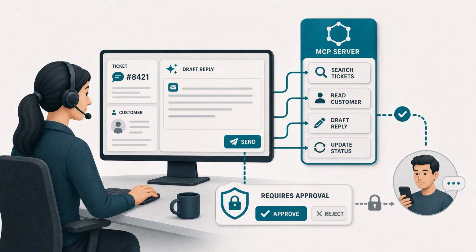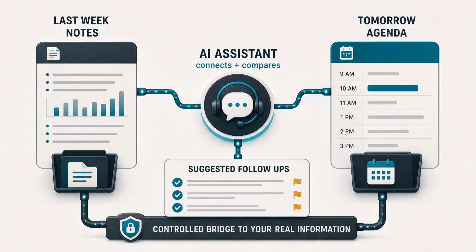Imagine a support agent connected to a ticketing system. The MCP server might expose tools to search tickets, read a customer profile, draft a reply, and update a status. The host might require approval before anything is sent to the customer. Now, imagine a personal assistant connected to Notes and Calendar. It could find last week's meeting notes, compare them with tomorrow's agenda, and suggest follow-up tasks. The useful part is not the chat. It is the controlled bridge to your real information.